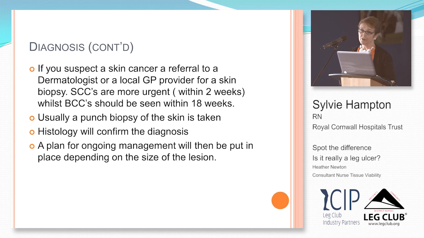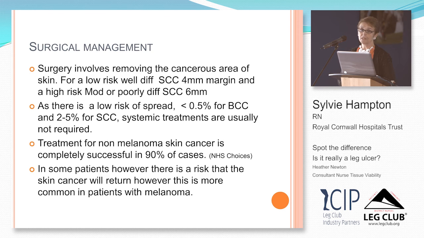Histology will confirm the diagnosis. And a plan for ongoing management will then be put into place depending on the size of the lesion. Surgical management: well, surgery involves removing the cancerous area of the skin. For a low-risk, well-differentiated squamous cell carcinoma, a 4 mm margin, and for a high-risk or moderate or poorly differentiated squamous cell carcinoma, 6 mm. As there is a low risk of spread, less than 0.5% for basal cell carcinomas and 2 to 5% for squamous cell carcinomas, systemic treatments are usually not required.